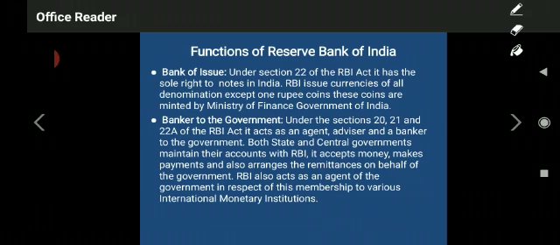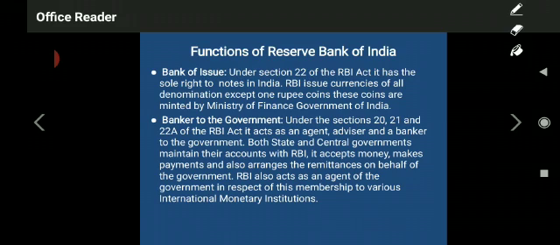Listen to me carefully. In the place of government, it accepts money from the public, or money from all the streams, and makes payments. On behalf of government, RBI makes payments. Whatever government payments are there, that can be done with the help of RBI, and it also arranges the remittance facility. Remittance means transferring money from one place to another. If government wants to transfer money from one state to another state, or one country to another country, that work is done by Reserve Bank of India. Okay, I hope you understood.